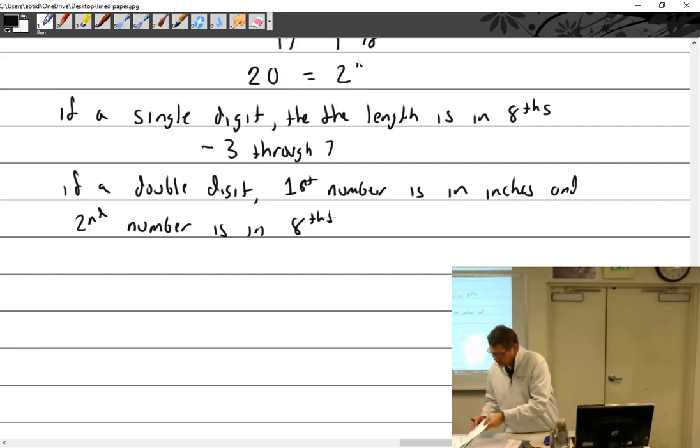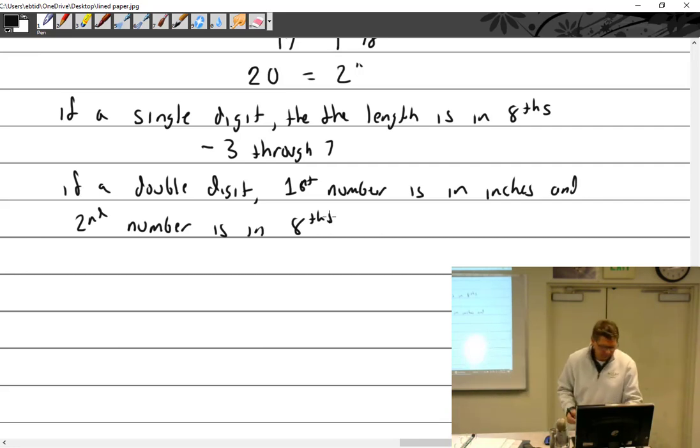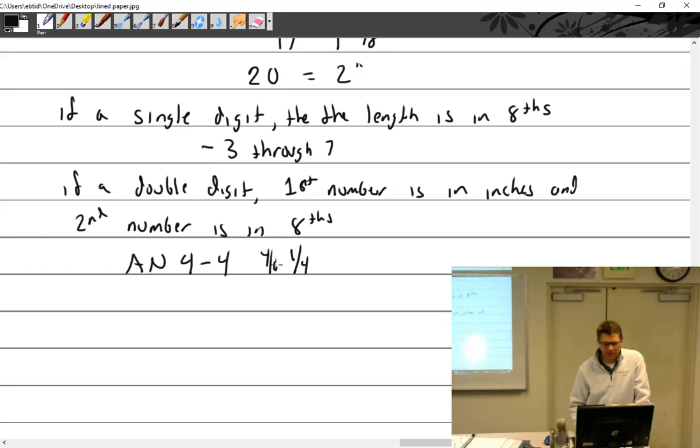So let me ask you then. What is an AN4-4? So how wide is it? 4/16, so it's a 1/4 inch bolt. By how long? 4/8 or 1/2 inch long. Okay.